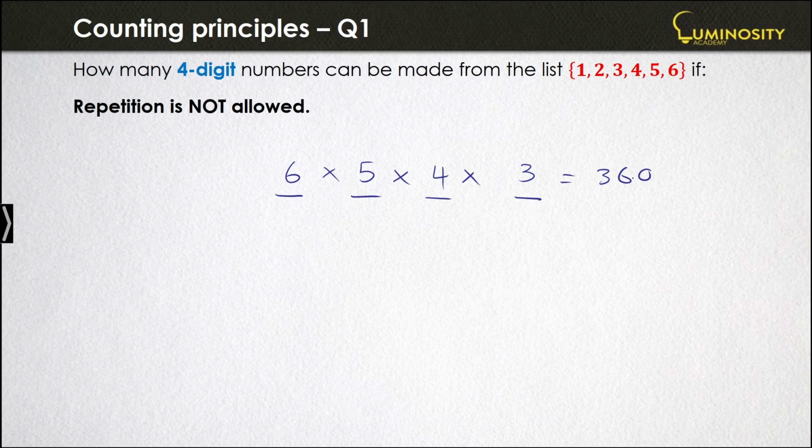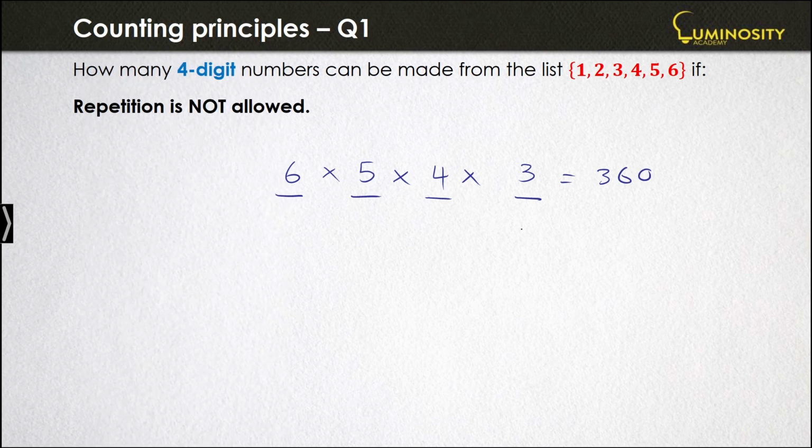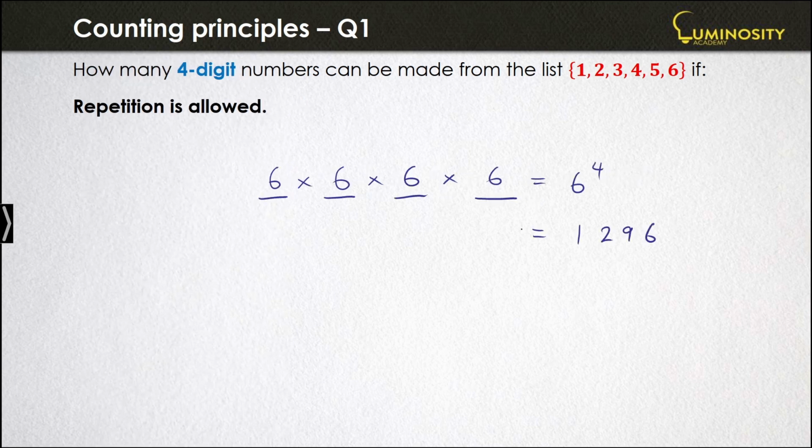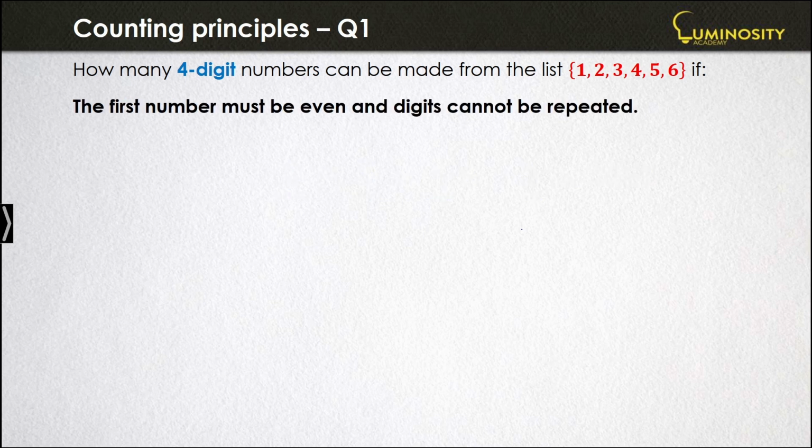Can you see that 360 is a much smaller number than the previous one that we got, 1296, because again, here we have a restriction imposed. In this case, repetition is not allowed.